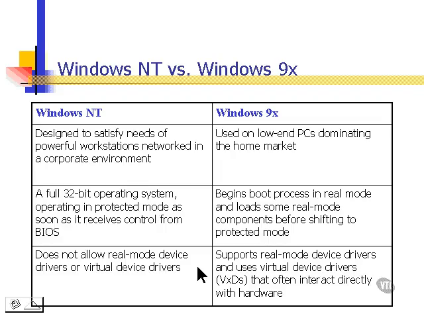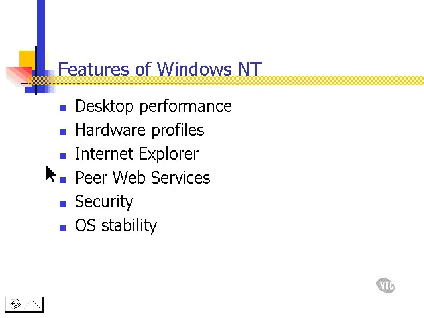Features of Windows NT include desktop performance, which is significantly improved, especially with business applications. Hardware profiles, which allow us to choose a configuration when we start the computer so that we can have different profiles configured for different uses for the same computer. Internet Explorer, which allows us to browse the internet. Peer web services, which allow us to host web pages on a workstation.